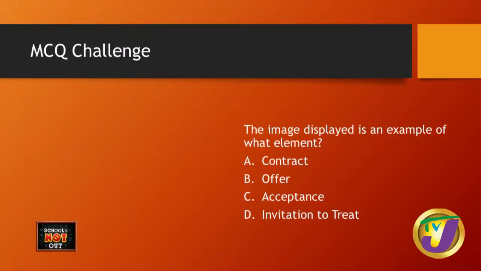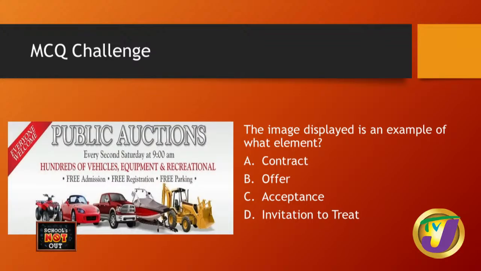All right, so here we have another challenge. Let's see if we can get this one. So look at the picture. Take a little while to examine the picture. It says, public auction every second Saturday at 9 a.m. Hundreds of vehicles, equipment and recreational, free admission, free registration, free parking. The big heading at the top says public auction.